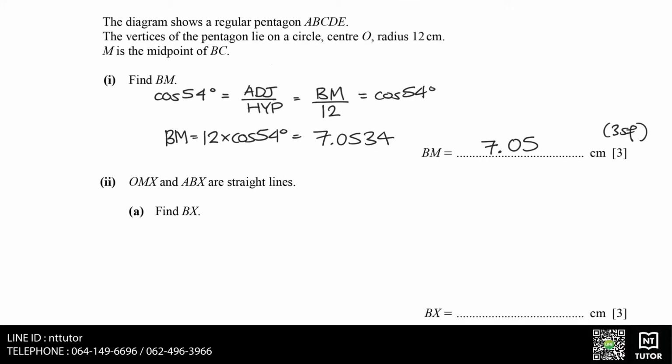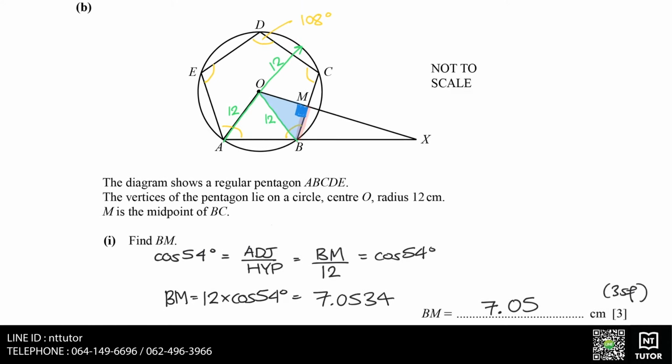OMX and ABX are straight lines. Find BX. BX is the side length over here, and we also know that BMX is a right angle because it says that OMX is a straight line.